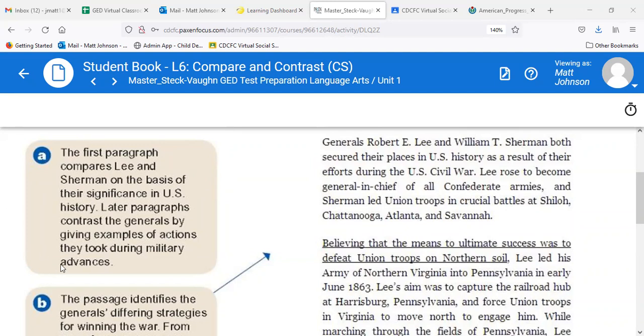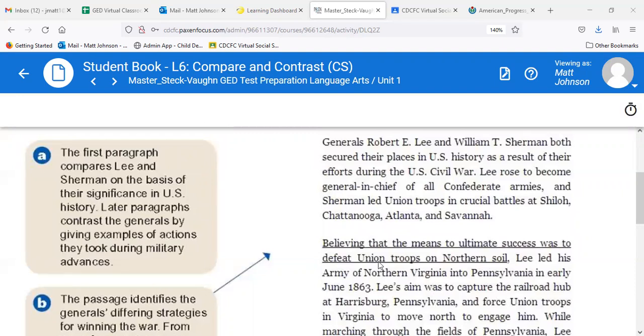Our text box says, the first paragraph compares Lee and Sherman on the basis of their significance in U.S. history, right? They're both generals. They both were significant personalities, individuals in the U.S. Civil War. Later paragraphs contrast the generals by giving examples of actions they took during military advances.